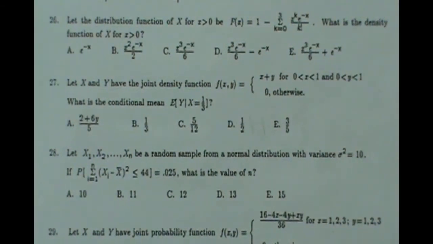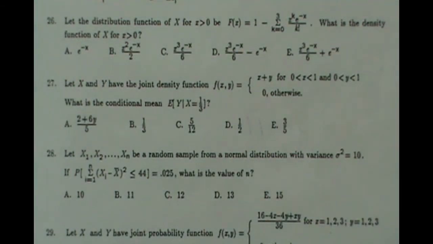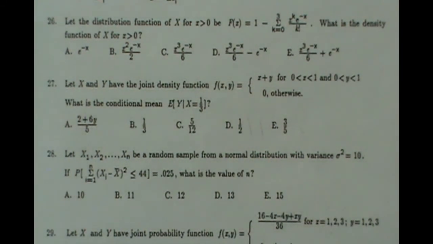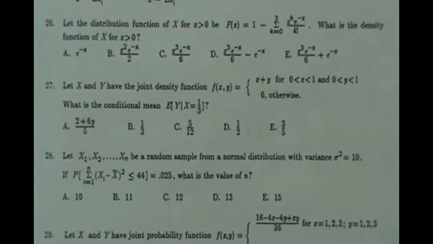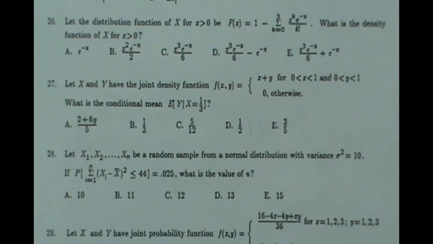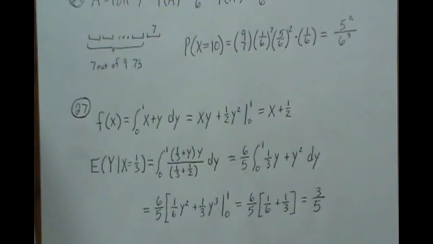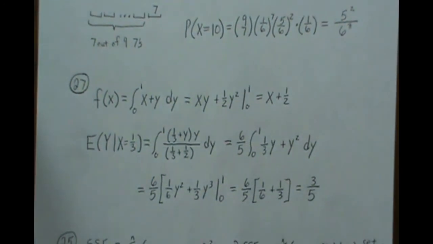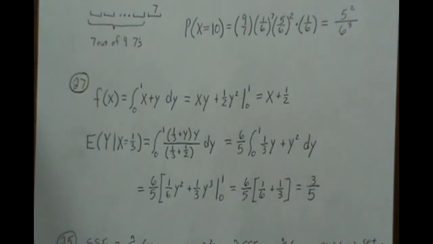Number 27. Let X and Y have the joint density function f of x, y equal to x plus y, x between 0 and 1, y between 0 and 1. What is the conditional mean of Y given that X is 1/3? So number 27 is to find the expectation of Y given X equals 1/3.